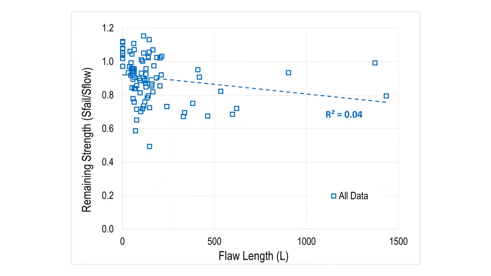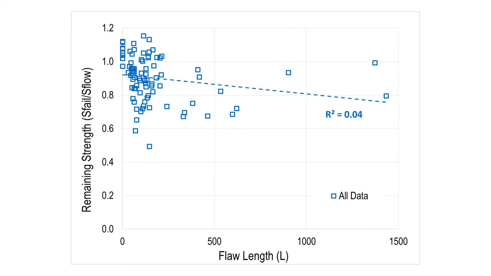Now, typically we would make the natural assumption that longer flaws have lower failure strengths. I mean, it just seems intuitive. It seems typical. But it's easy enough to check that out. So here I have a plot of the remaining strength, and so that's the failure strength from the 85 data points divided by their flow strengths. And I've plotted that against the flaw length. In this case, I've got millimeters. So as you go from left to right on this plot, you're actually going from shorter flaws to longer and longer flaws. Now you'll see that there really is not a strong correlation there.